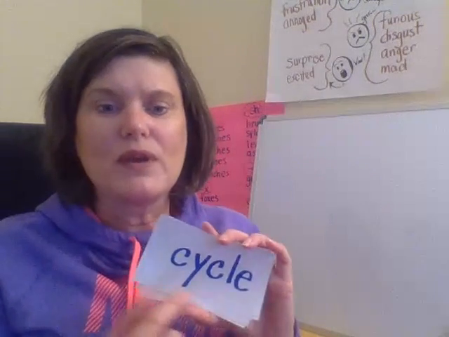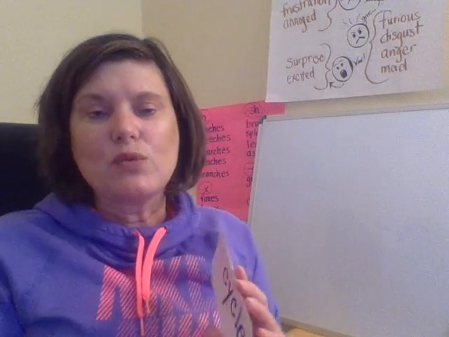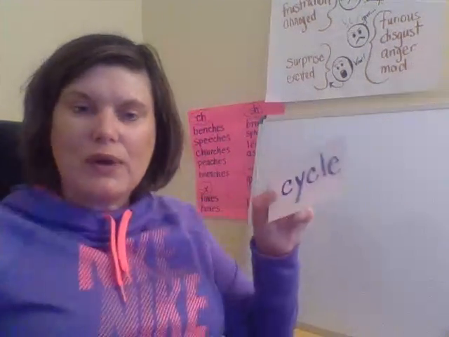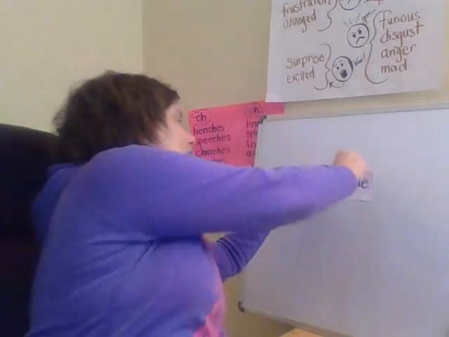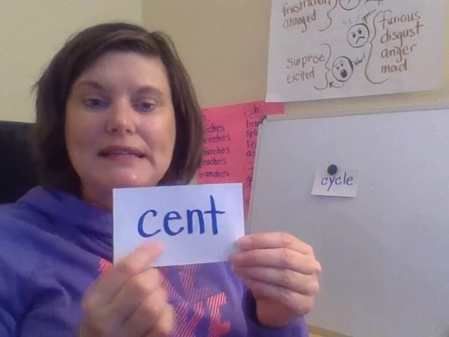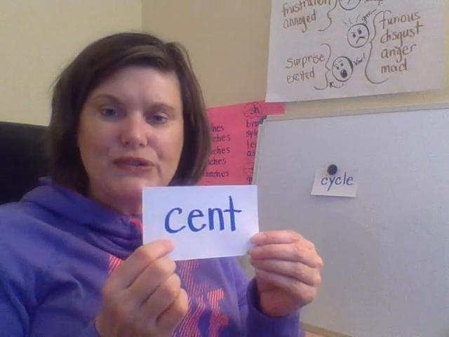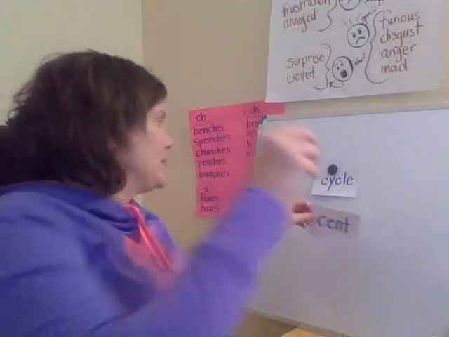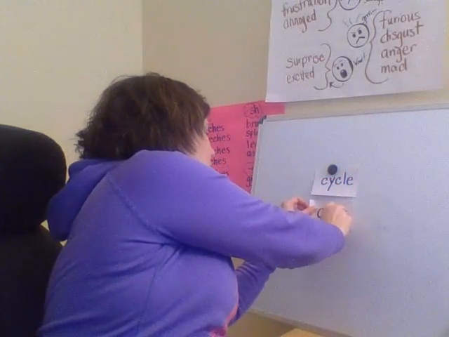So let's get started. The first thing we're going to do is sort some words that all begin with the letter C. And we're going to sort them according to the sound that C makes. So let's start with this word, cycle. Cycle. So I hear S at the beginning of cycle, so I'm going to put it over here. Let's look at this word, scent. I also hear the S sound, so I'm going to put it under cycle.